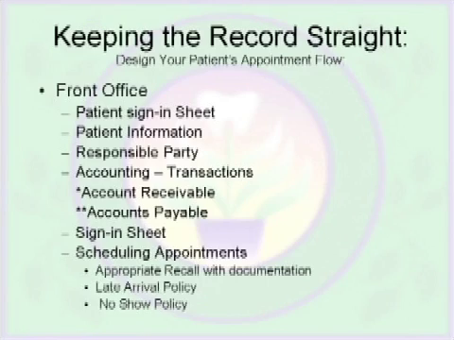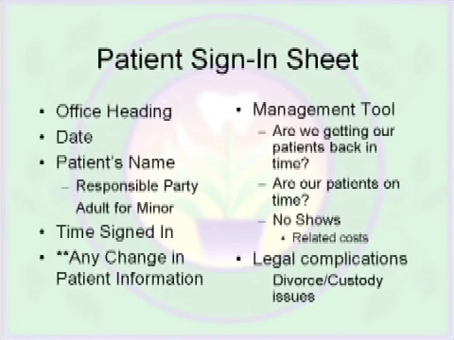Keeping the record straight, design your patient flow. This is really important. You want to look like you're organized. You want to be able to go through all this, and we're going to go through each one of these steps to make sure that we know what we're doing. Office heading: have your date, patient's name, responsible party, adult for a minor, time that they sign in, and any change in patient information you want on that information sheet, and management tool.